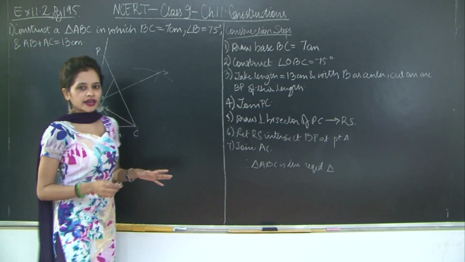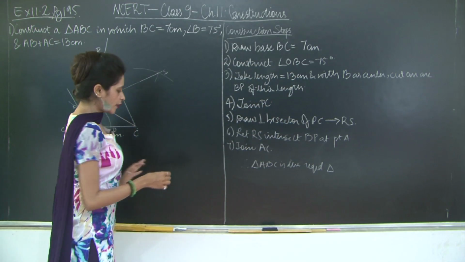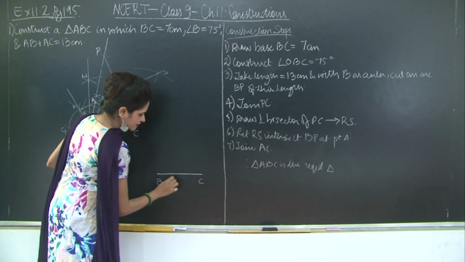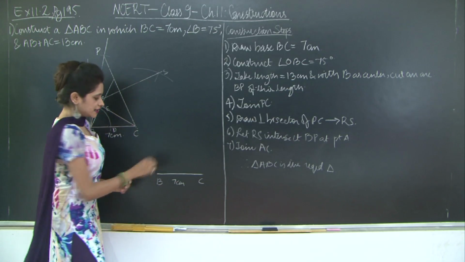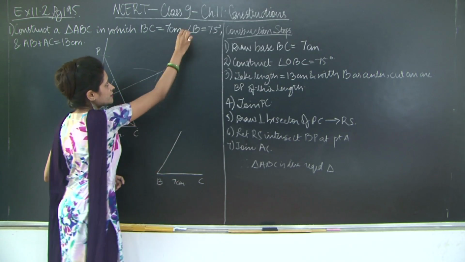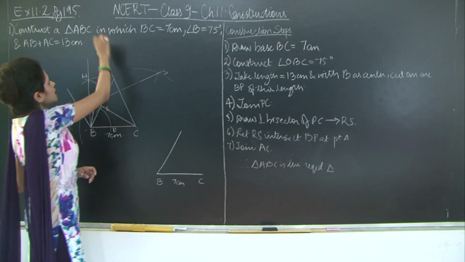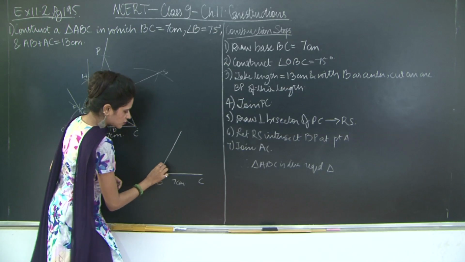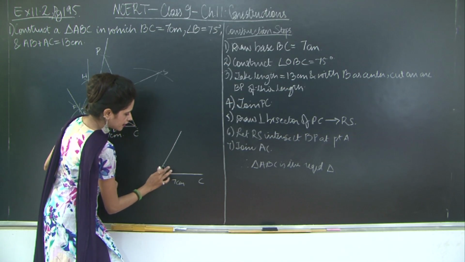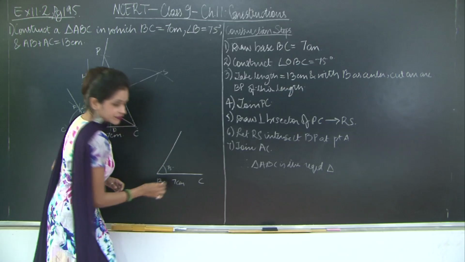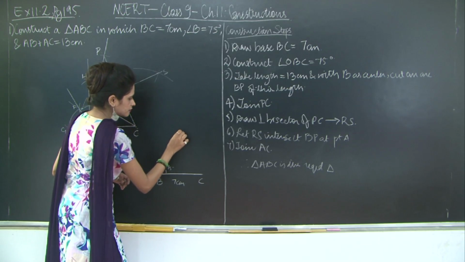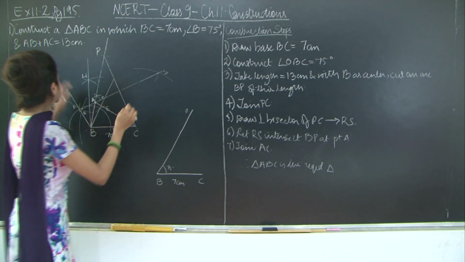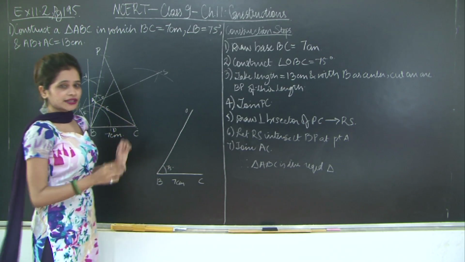So let's take a look at what we exactly did in this question. We took the length BC as the base of 7 centimeters, right? Then we drew this angle B, which is given to be 75 degrees. So first was BC equal to 7 centimeters, then angle B is equal to 75 degrees. I call this angle OBC. Now this length out here, AB plus AC, is equal to 13 centimeters.